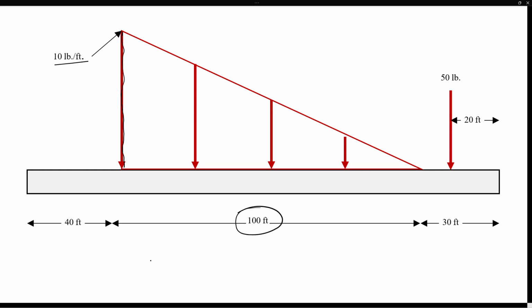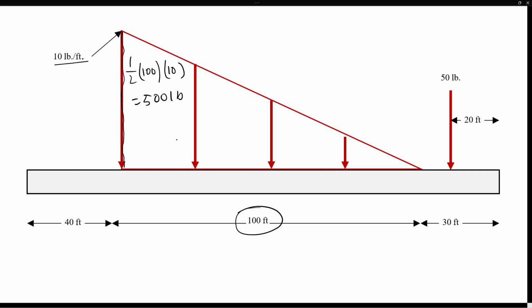So the very simple calculation, simply you calculate the area under the curve, that will give you the total load coming from this triangle. So simply the area under the curve would be half times base, which is 100 feet in this case, times the height, which is 10 pound per feet. So that's going to be total 500 pounds from this non-uniformly distributed load.